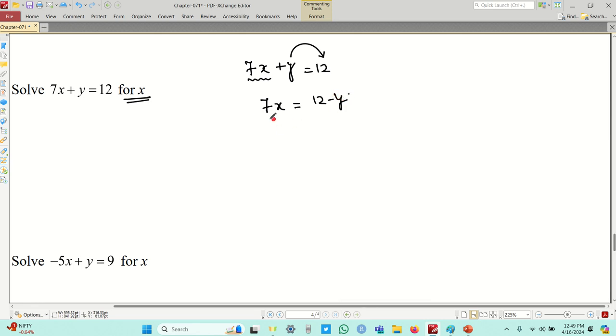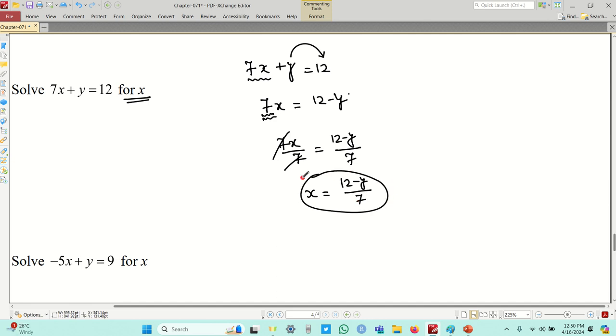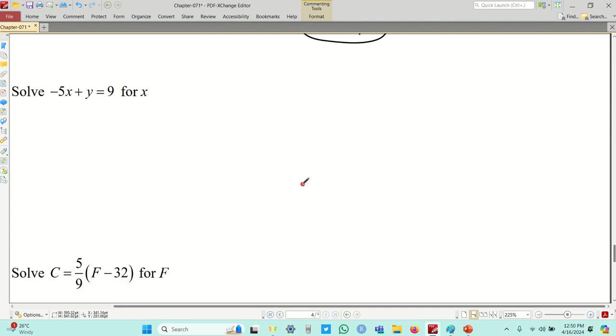12 minus y. So now what is the coefficient of x here? The coefficient is 7. So divide by 7. 7x divided by 7 is equal to 12 minus y divided by 7. Now this 7 is cancelled. So what we are getting is x is equal to 12 minus y divided by 7. This is the value of x. Class, it's very, very easy. No need to take too much tension.